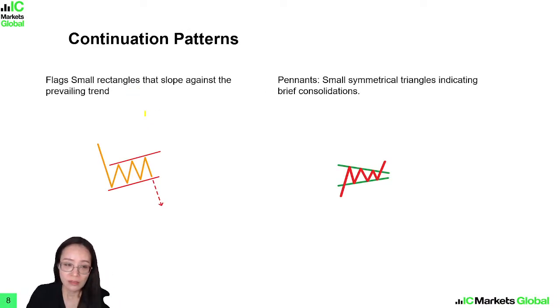And there are 4 continuation patterns. First one is the flag. Actually it's a small rectangle that slopes against the prevailing trend. Okay, this is a flag. And the pennant is a small symmetrical triangle including brief consolidation. So this is the one.